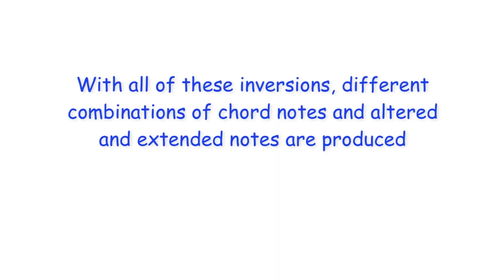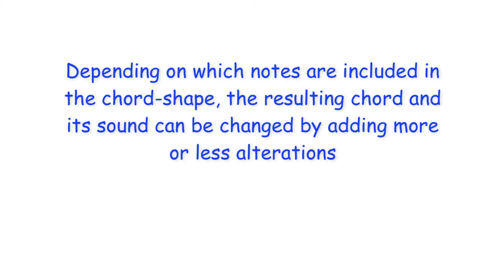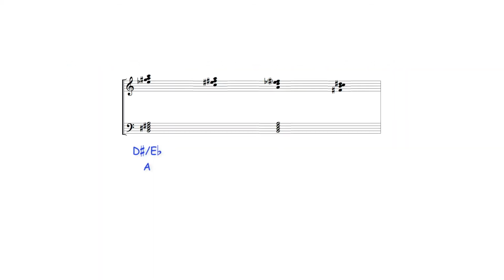With all of these inversions, different combinations of chord notes and altered and extended notes are produced. Depending on which notes are included in the chord shape, the resulting chord and its sound can be changed by adding more or less alterations. For example, this initial chord shape includes 2 notes from the underlying B7 chord, with each subsequent chord shape position also including at least 2 notes, or sometimes 3. In this way, the chord shape is more diatonic with the underlying chord.